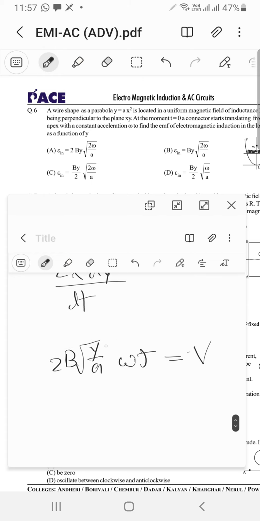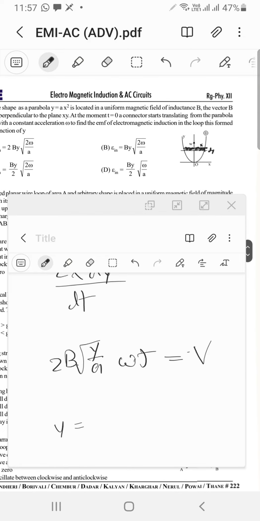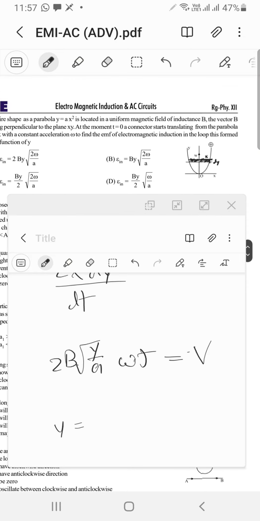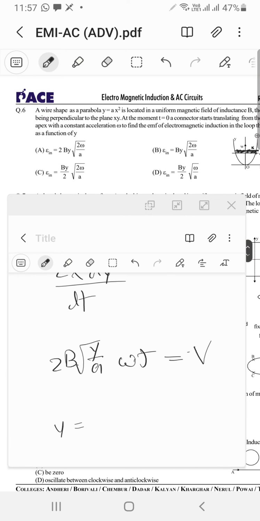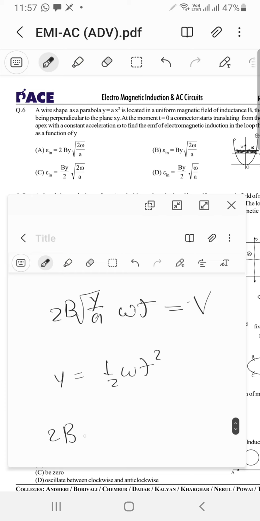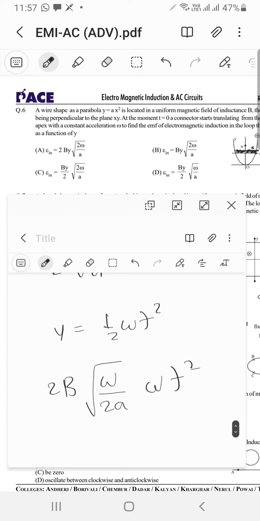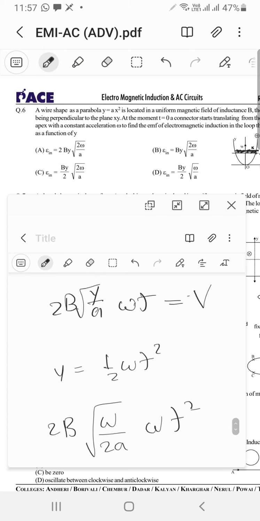Oh, by the way, since it's going with omega, we can just say, okay, fine, it starts from the parabola apex. So initially y is 0, and then it's half omega t squared. Just put that over there. 2B square root of omega upon 2a, and then that t goes outside. It should be like this thing. Yeah, good.